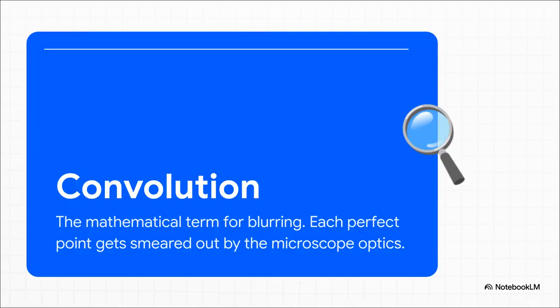Now, moving one step to the left, each of those perfect little points of light has to pass through the microscope's optics. This part of the process is called convolution, and that's just the mathematical word for blurring. It's kind of like taking a single sharp dot of ink and watching it bleed out into a fuzzy circle on a piece of paper. Every single one of our stars gets smeared out into a blob.